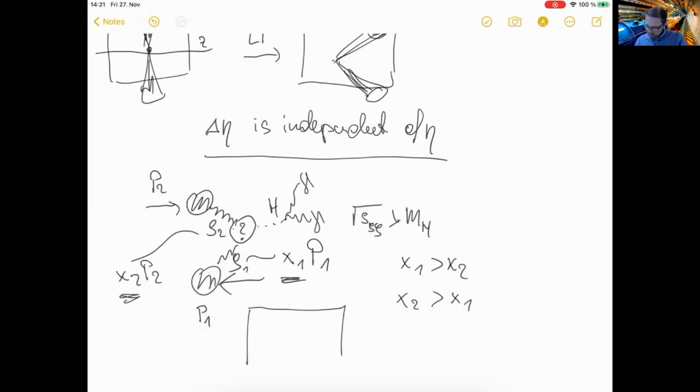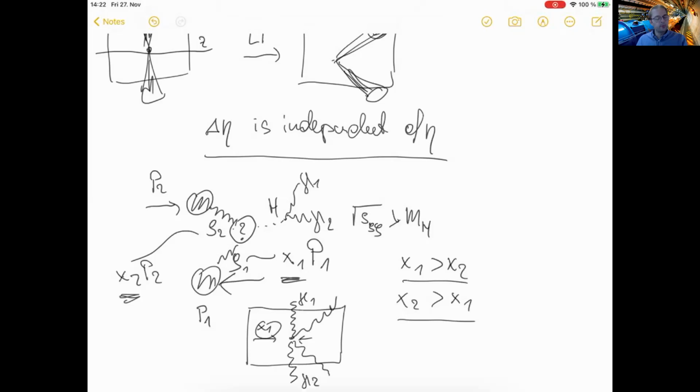If I draw my detector here, I have my collision happening here. In one case, they could be in the transverse plane, so that would be photon 1, and that would be photon 2. And in the next event, the roles of x2 and x1 are completely different. For example, at one point, x1 could be big. This could be the proton that's coming from the left. x1 is big, and x2 is a much smaller momentum. In this case, the photons would be emitted in this direction.